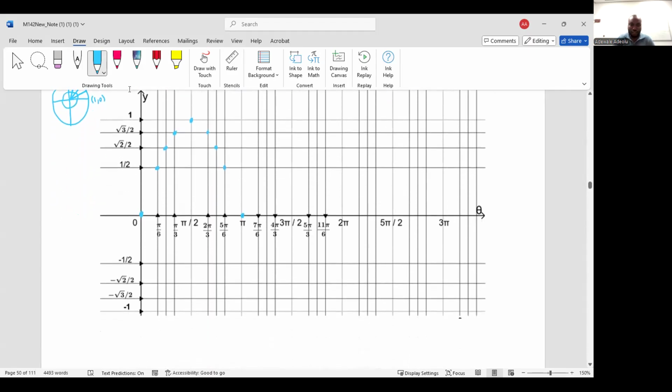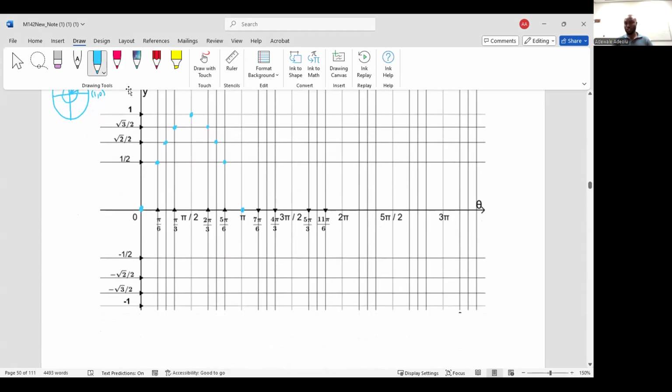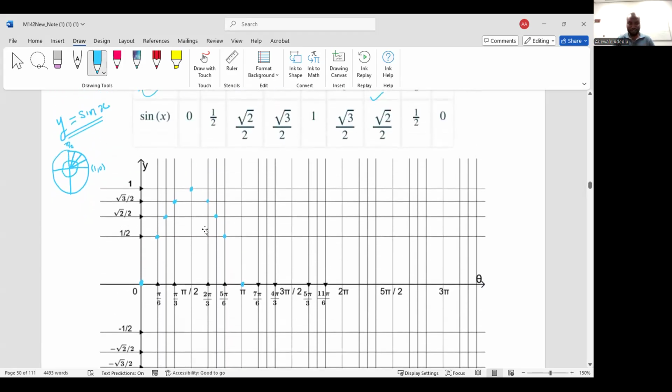Now we move to the second quadrant. This is the first quadrant. We see what is happening here. When the angle is 0, the y value is 0. When the angle is pi over 6, the y value is 1 over 2, and so on, until we get to 90 degrees. At 90 here, we have the highest value, which is 1 for y.